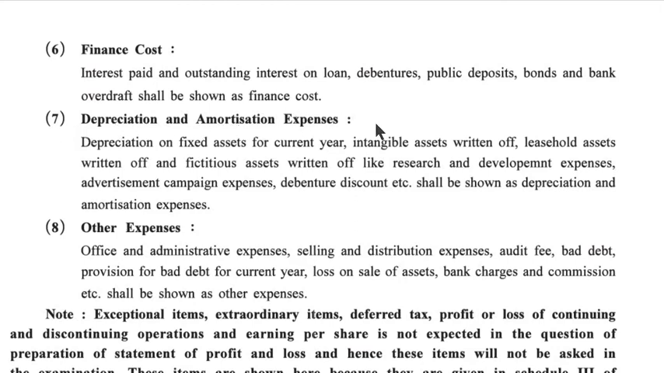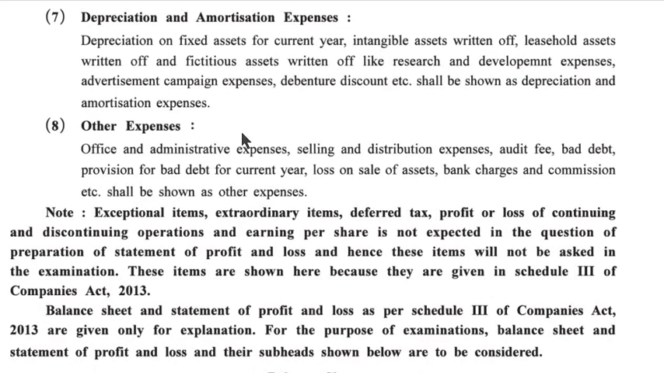Seventh, depreciation and amortization expense. Depreciation on fixed assets for the current year, intangible assets written off, leasehold assets written off, and fictitious assets written off like research and development expenses, advertisement campaign expenses, debenture discount, etc. shall be shown as depreciation and amortization expenses. Eighth, other expenses. Office and administrative expenses, selling and distribution expenses, audit fee, bad debt, provision for bad debt for the current year, loss on sale of assets, bank charges and commission, etc. shall be shown as other expenses.